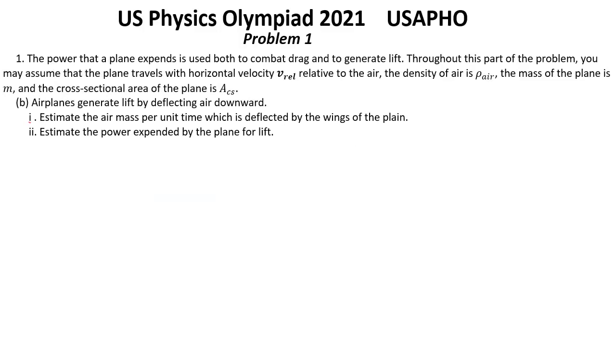Answer for question B. Estimate the air mass per unit time which is deflected by the wings of the plane. Because mass flux is given by rho multiplied by v, the rate is rho v multiplied by A_CS. That was the answer for question B, the first one.